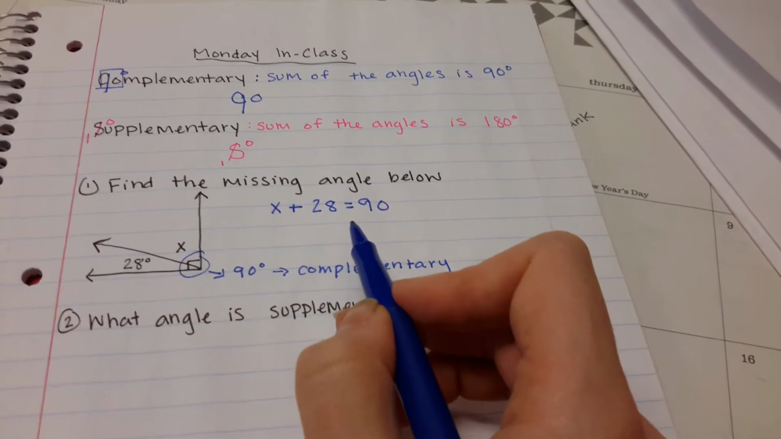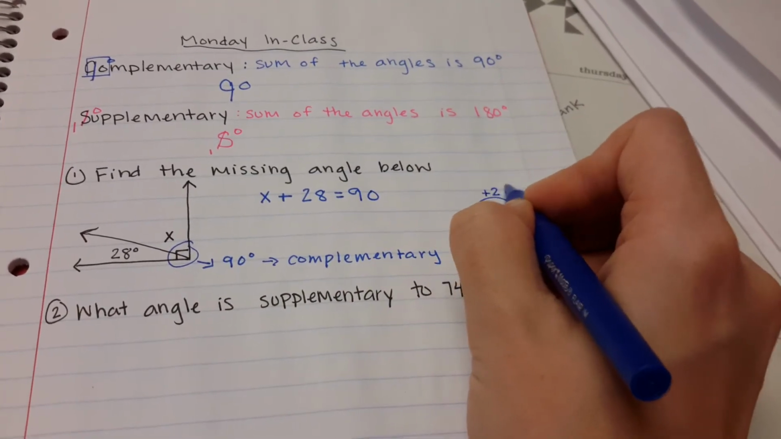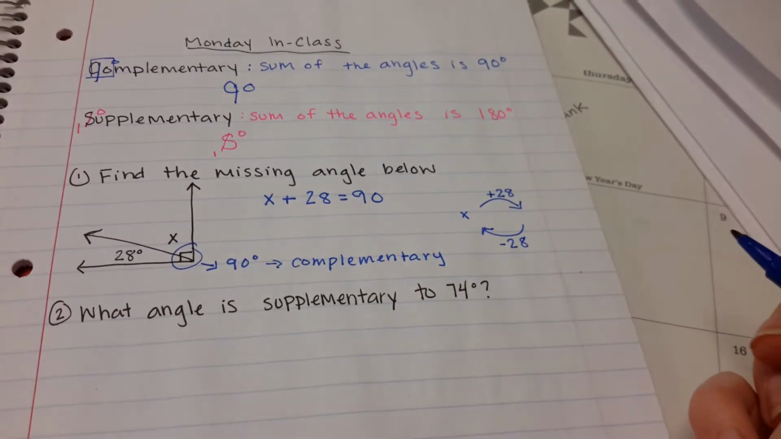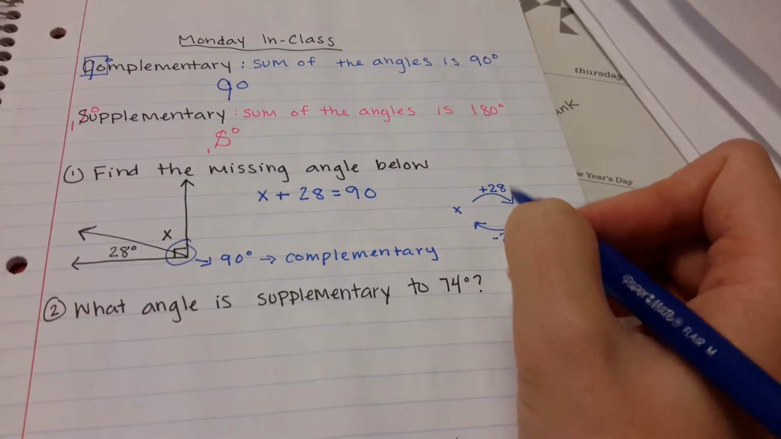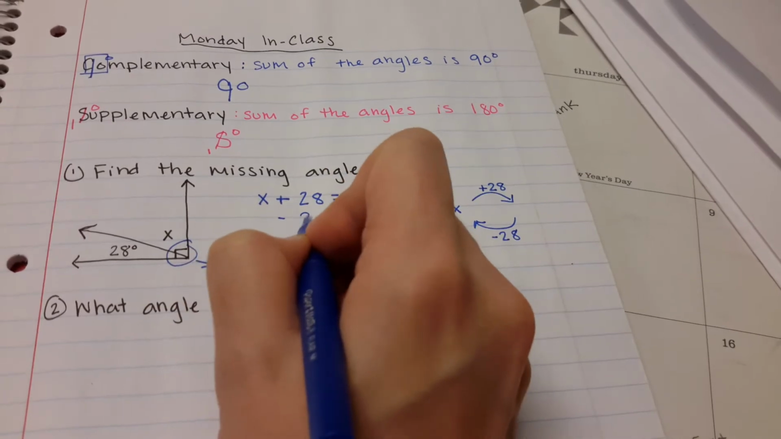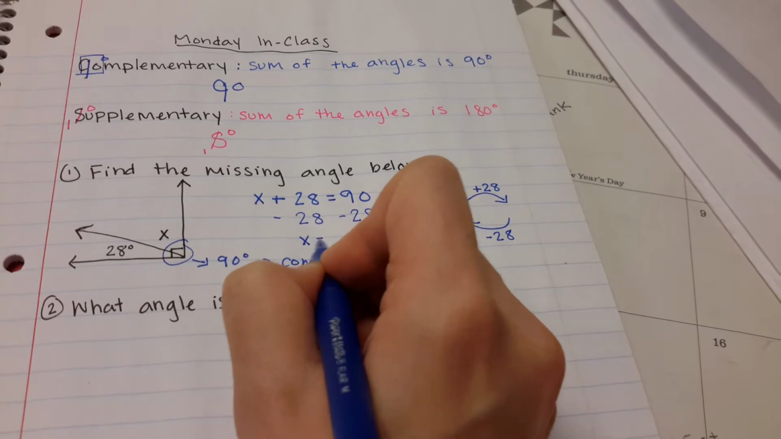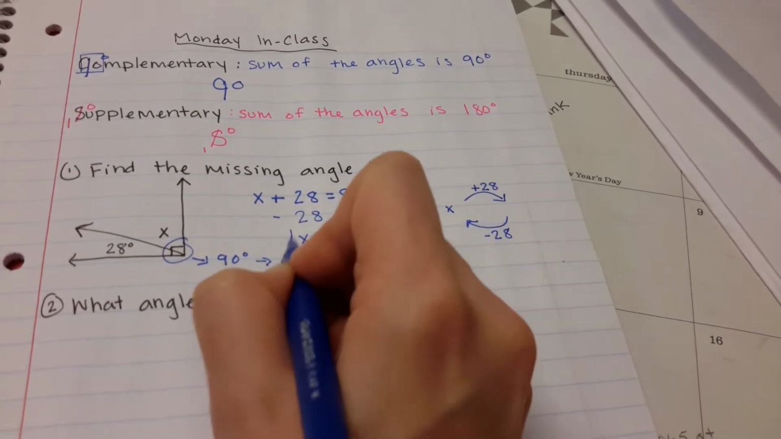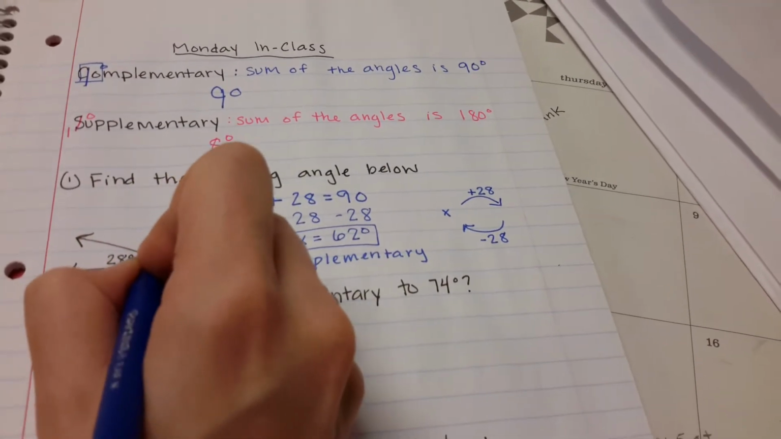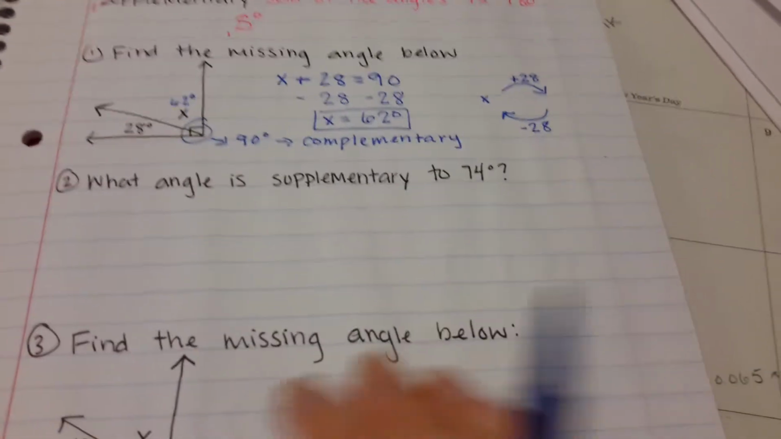And now this is a simple one-step equation. We can draw our story. We're going to do plus 28, minus 28. Or if we think of story and we know that on the top arrow we're going to add 28 and on the bottom we're going to minus, we can just subtract 28 out from both sides. And we have x equals 62 degrees. So we know that this missing angle in our picture is 62 degrees. Pretty simple. Let's try another one.